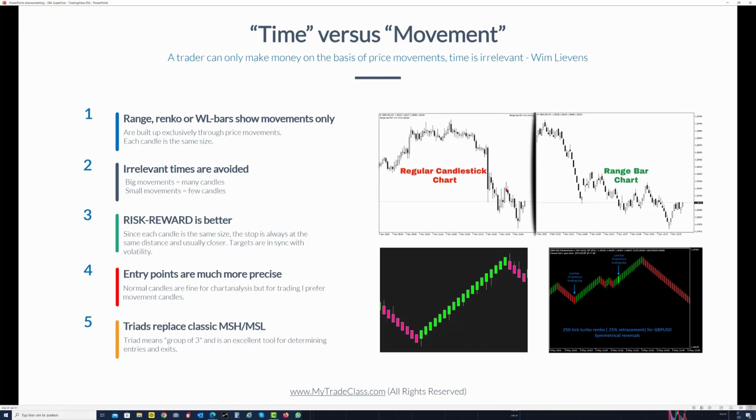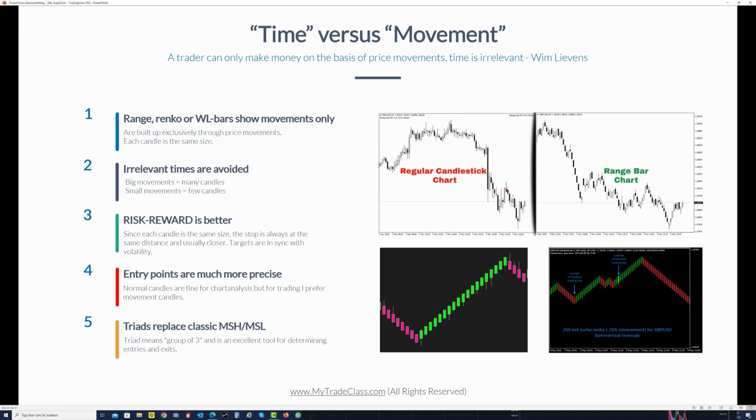It has a few advantages, especially for strong moves, even on 1, 2, 3, 5 minute charts. What you will see is when the market really moves, you have these huge candles, and with range bars, where every bar has the same size, that will be a lot easier to trade. Also, when there is no movement in the market, since range bars are only built by movement, there will be very few bars. So you will only see the relevant bars or the relevant candles when there's movement.